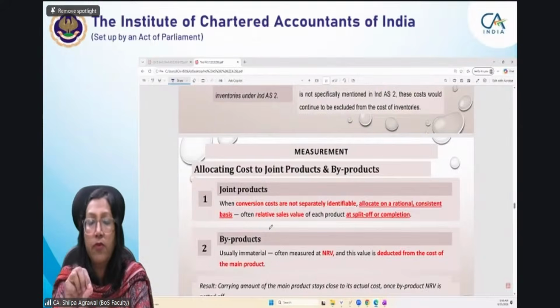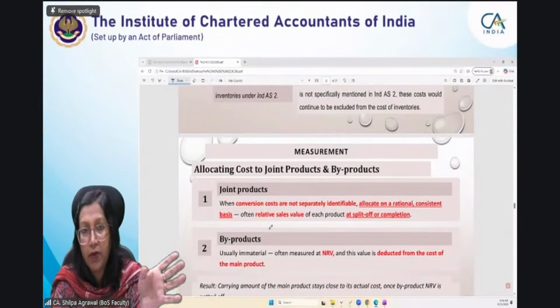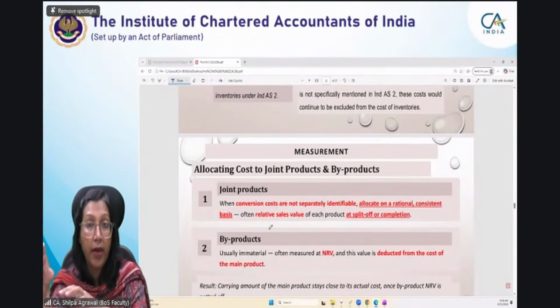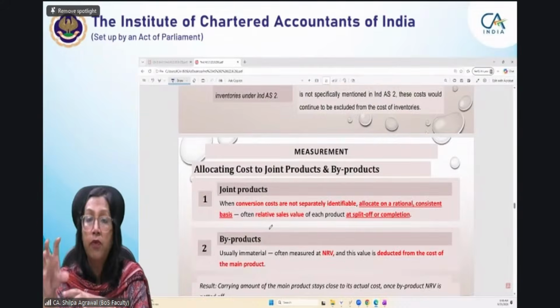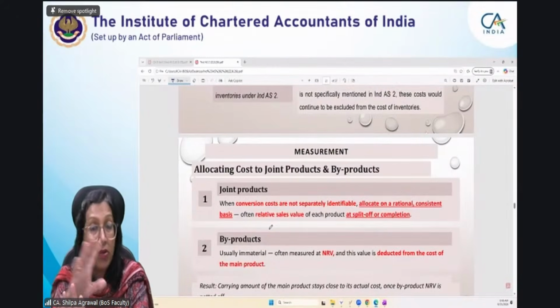At the time of split, whatever cost of conversion was incurred independently for the two products will be added particularly to that. But when you were not able to identify it at the time of split, and you were able to compute the total cost only at the time of completion, then how to allocate? At that time we'll be using relative sales value. Relative sales value in total, not per unit.